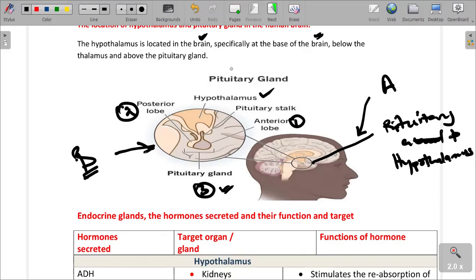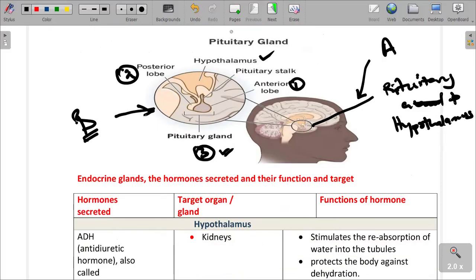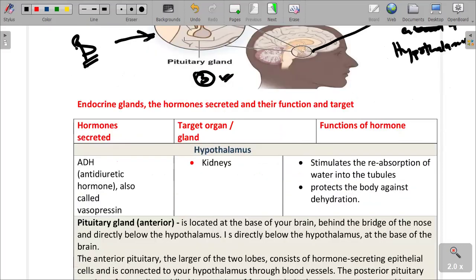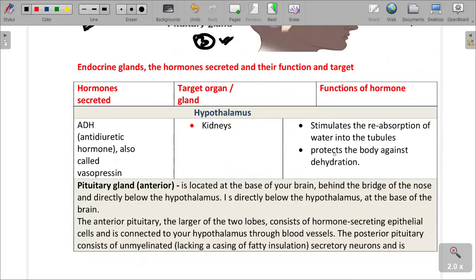Now, the endocrine glands and the various hormones produced, and their target organs. Here we have the hypothalamus. The hypothalamus produces ADH. ADH is short for antidiuretic hormone, which is also called the vasopressin hormone, or vasopressin.